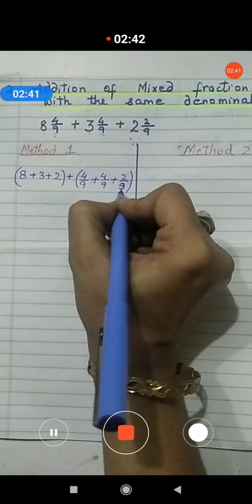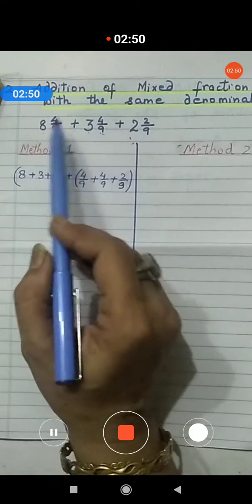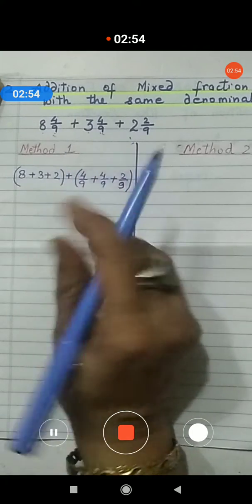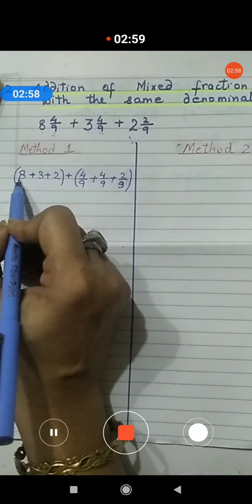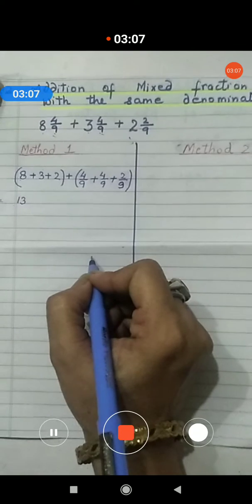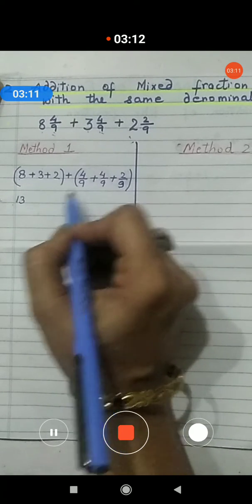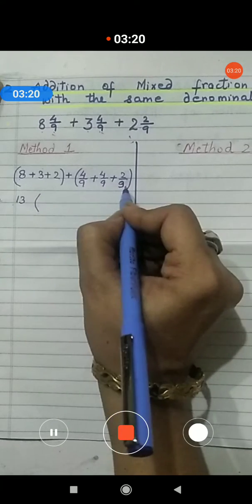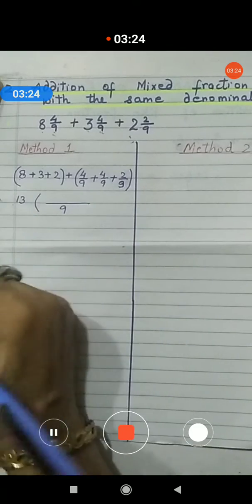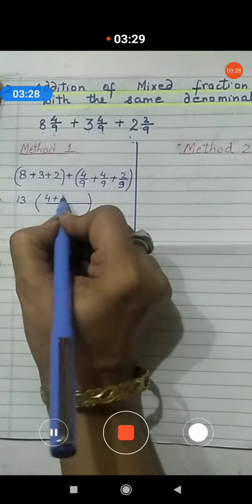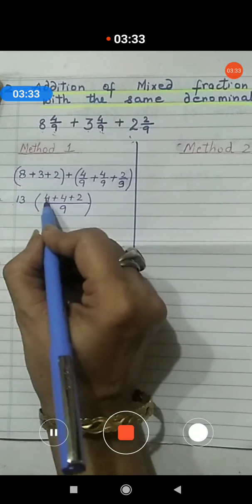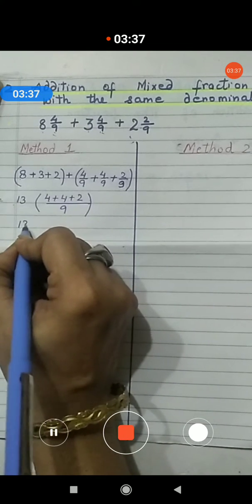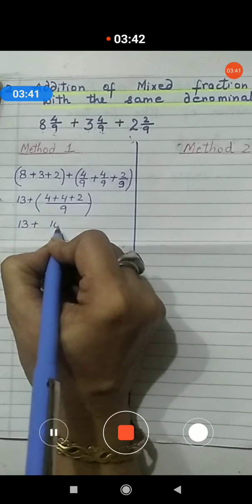Sorry, 2 upon 9. So now what we have done is separate the whole numbers and the like fractions. Now if you add the whole numbers, 8, 9, 10, 11, 12, 13. So this is your 13. Now we have 13 as a whole number, and since the denominators are equal, we take the denominator as common, and 4 plus 4 plus 2 is 8, 9, 10. So 13 plus 10 upon 9.